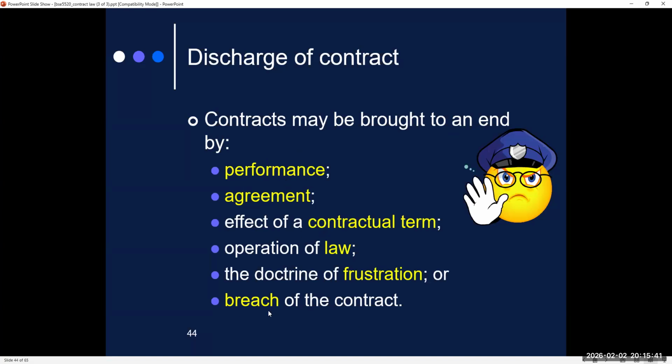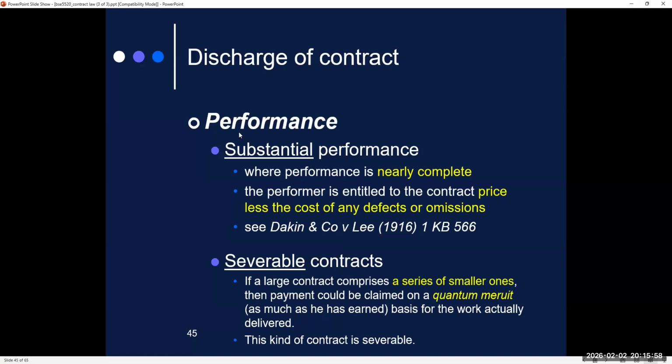Even a breach of the contract may lead to the end of a contract. Why? Is it true? So I'm going to explain these to you one by one. By performance, substantial performance. Performance is legally complete. The performer is entitled to the contract price less the cost of defects.